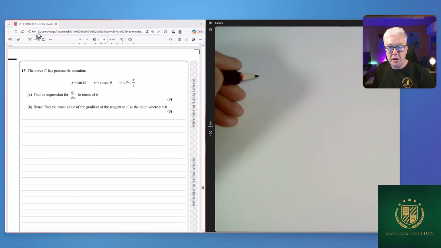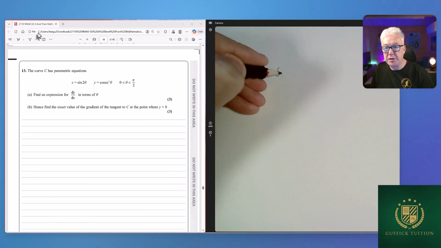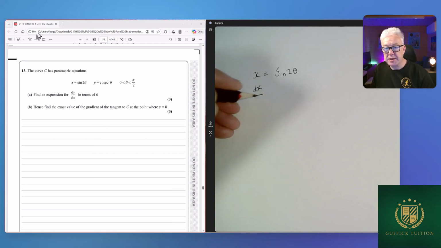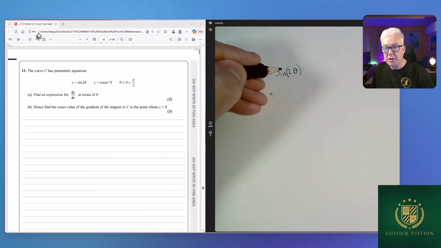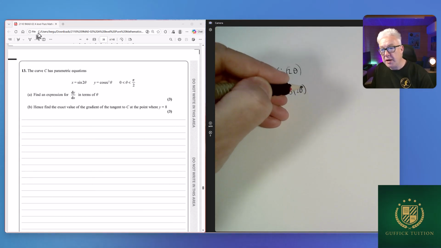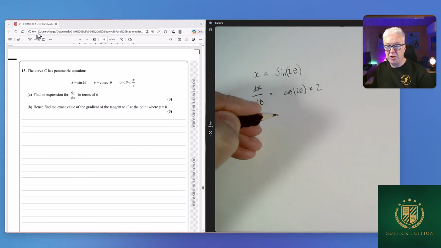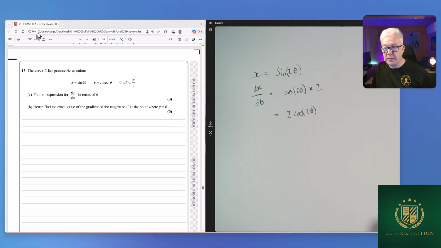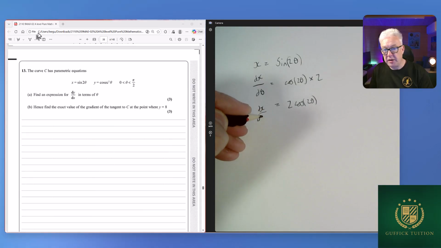So first of all, we're going to find an expression for dx by d theta. So x is equal to sine 2 theta. Therefore dx by d theta is going to equal, now let's think about the chain rule. Sine is going to differentiate to cosine, so cos 2 theta, and then using the chain rule we've got to times that by the derivative of the inner function, which is 2. So that differentiates into 2 cos 2 theta. Okay, now we've got to do the same with y, so we found our dx by d theta there.